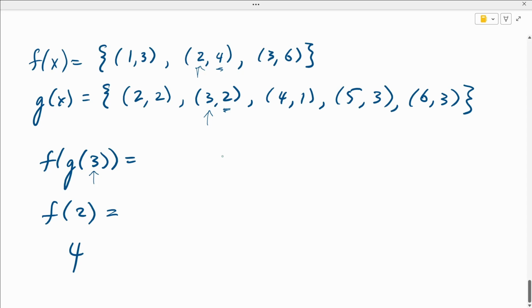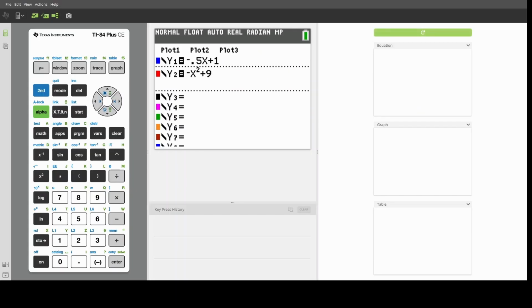Let's go now and suppose we wanted g of f of 3. Well, then we would put in an input of 3 to f. That's here. We get an output of 6. So that's g of 6. And g of 6, we get an output of 3. So that's 3.